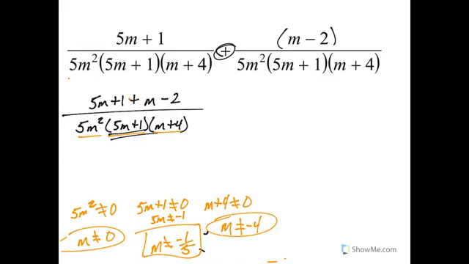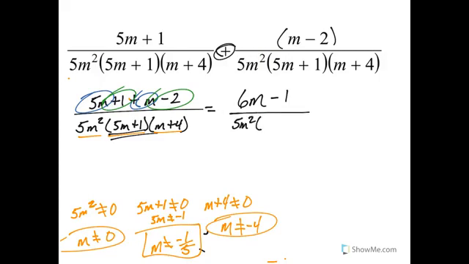You always want to take that restriction before you start canceling anything. Nothing is going to cancel here, I think. We're just going to put like terms together. 5m and m makes 6m. And 1 minus 2 is negative 1. I am not seeing anything that will cancel. So this should be all we have.